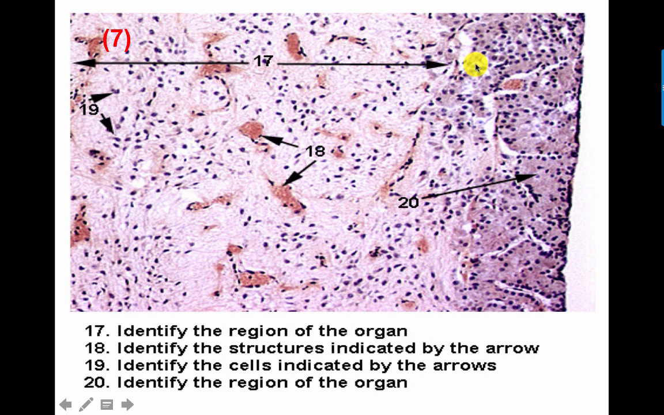Number 18, identify the structures indicated by the arrow. It is the pars intermedia. Number 19, identify the cells indicated by the arrows. These are the pituicytes. Number 20, here it is the pars intermedia. Again, identify the region of the organ. It is number 17, pars nervosa. 18, this is the fenestrated blood capillaries. Number 19, pituicytes. Number 20, it is the pars intermedia of the pituitary gland.